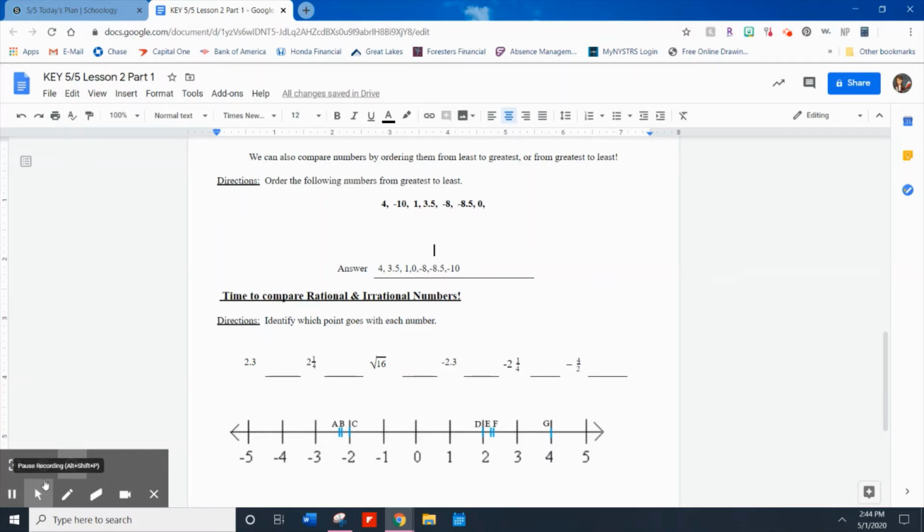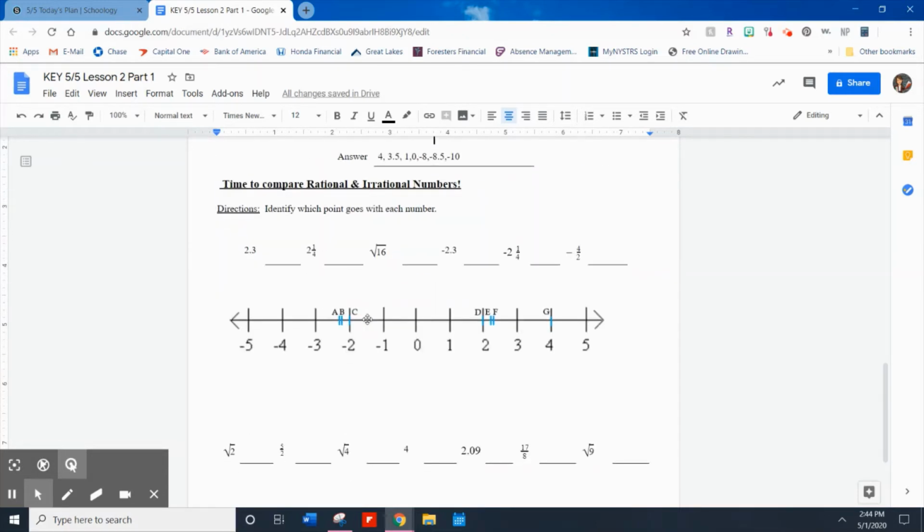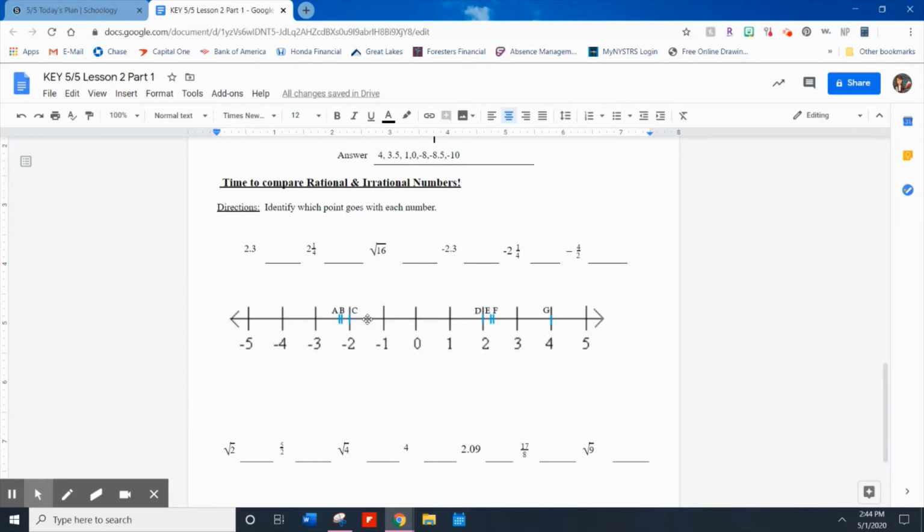All right, so we practiced comparing numbers that we should already be used to, and now we're going to throw in some more complex numbers, so rational and irrational numbers. It says identify which point goes with each number. So we're working with a number line first. Before we do that, what I suggest you do is convert each number to the same format.